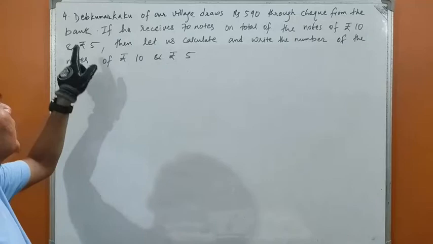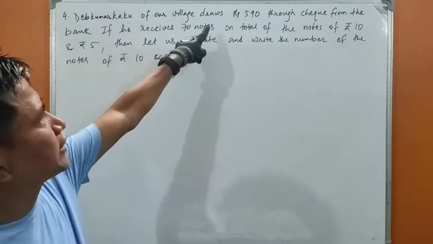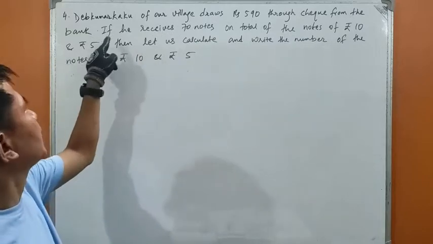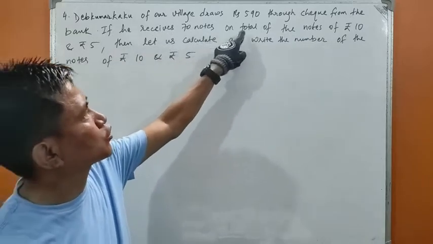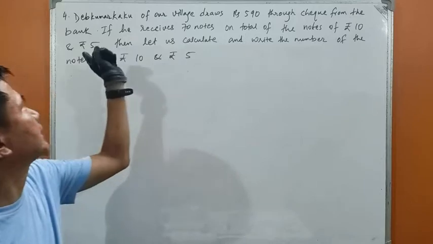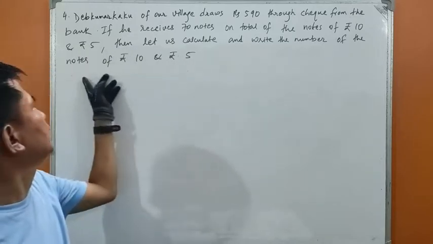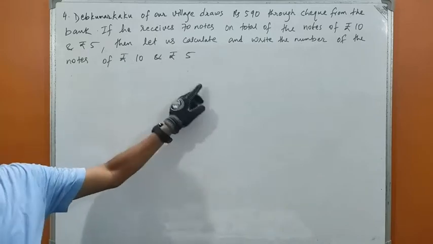Question number 4, okay. Dev Kumar Kaku of our village draws rupees 520 through cheque from the bank. If he receives 70 notes in total of the notes of rupees 10 and rupees 5, then let us calculate and write the number of the notes of rupees 10 and rupees 5, okay.